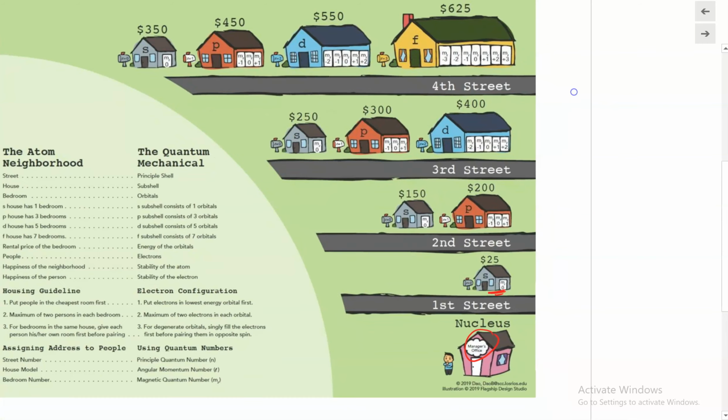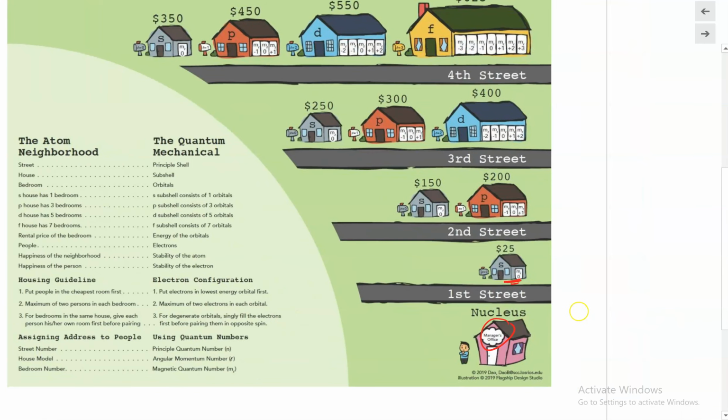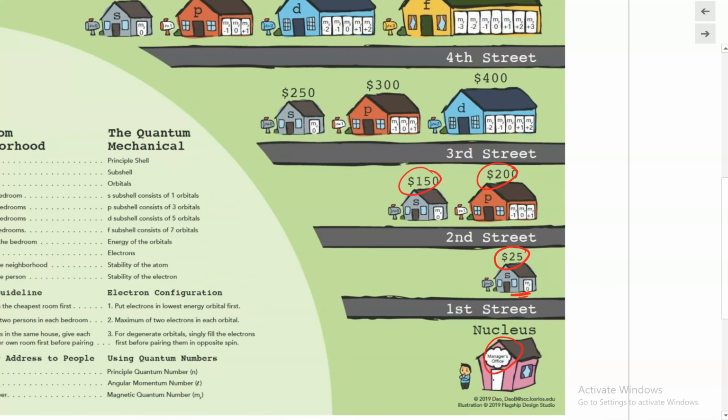So that's kind of how the houses would work out. And the value that you see above here, these are basically the renting prices. So the prices to house per person. So that's what that value would be.